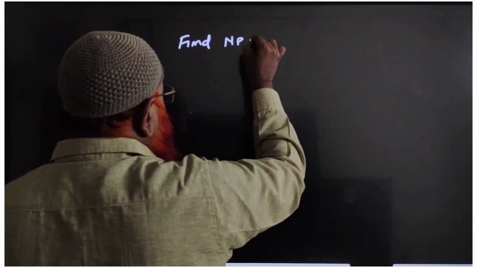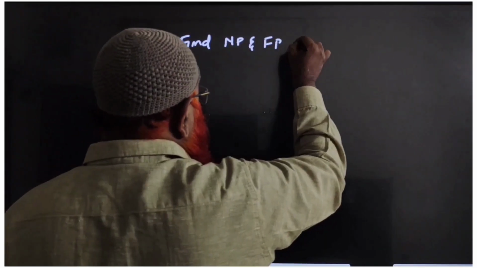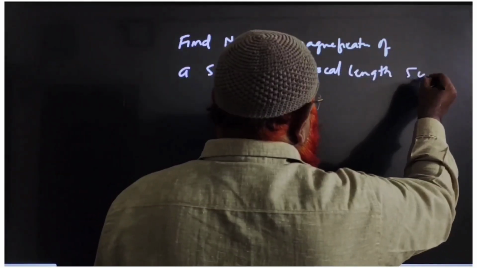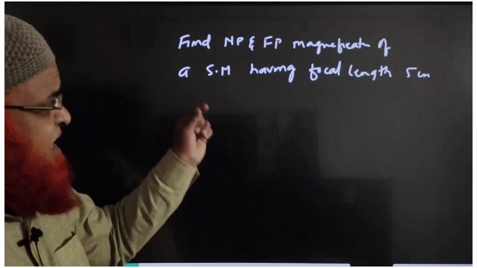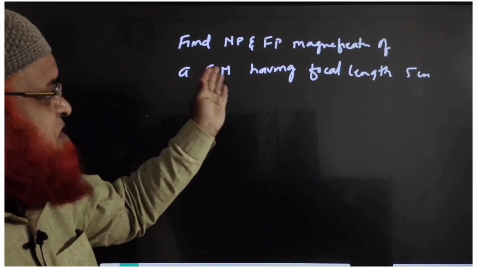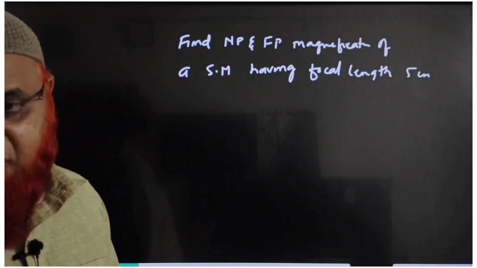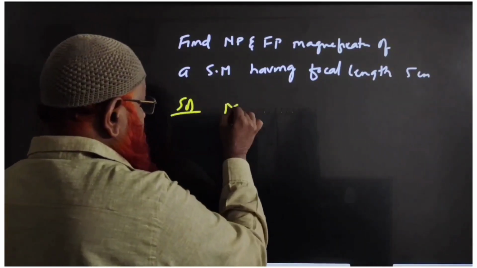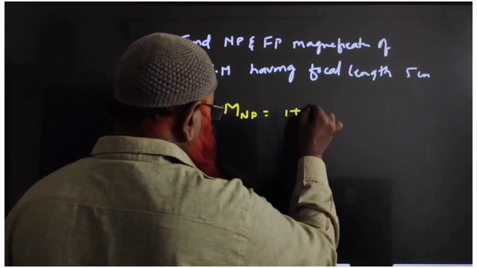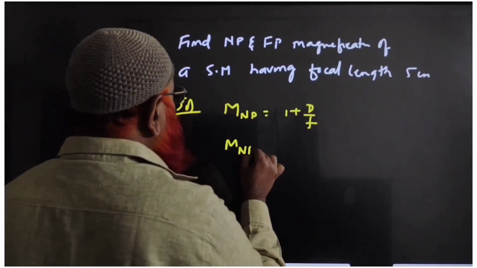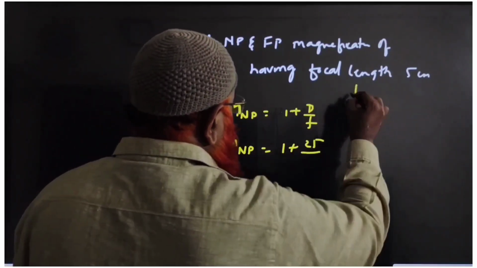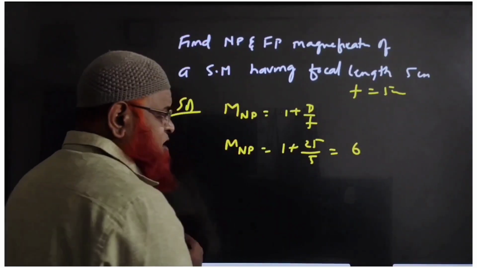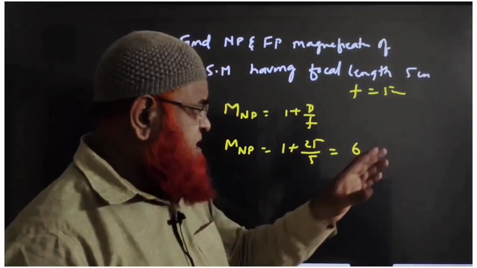Find near point and far point magnification of a simple microscope having focal length 5 centimeters. This is one simple problem. How are you going to find out the near point and far point magnification? Solution: near point magnification is 1 plus D by f. So near point magnification is 1 plus 25 by 5, since f is given as 5 centimeters in the problem, so it's going to be 6. There are no units for magnification because it's a ratio, so your answer is 6.